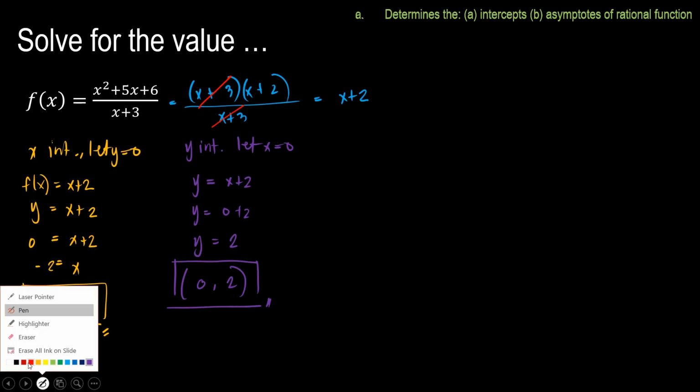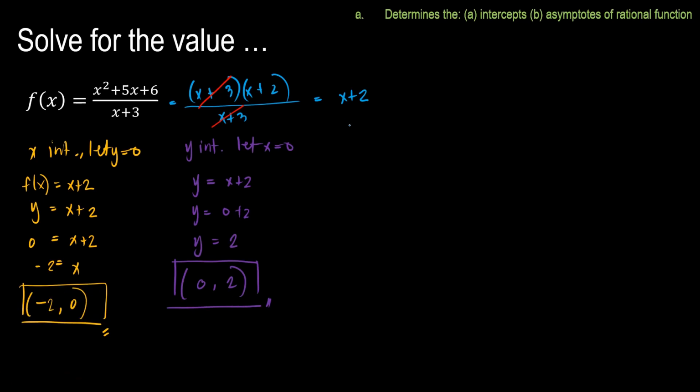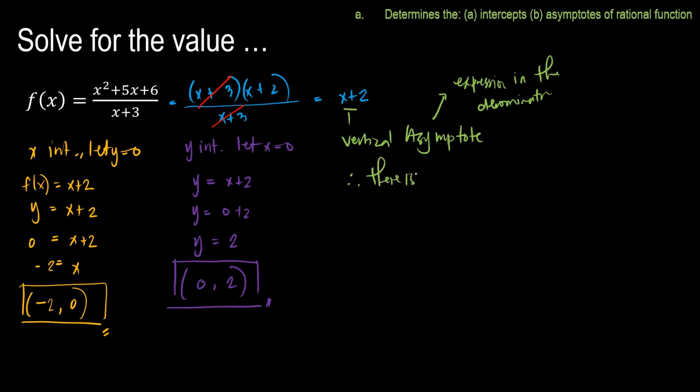Okay, now let's get the vertical asymptote. For the vertical asymptote, diba pag vertical asymptote, we are looking for the expression in the denominator. Since the denominator of this is 1, so therefore, there is no vertical asymptote. Okay?